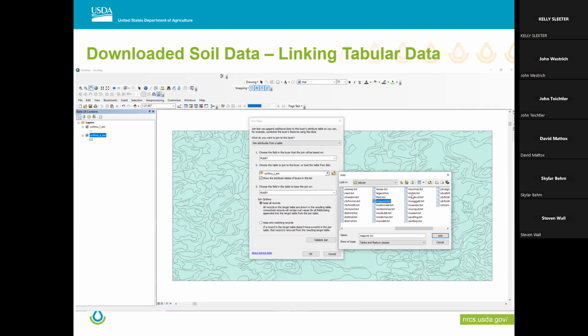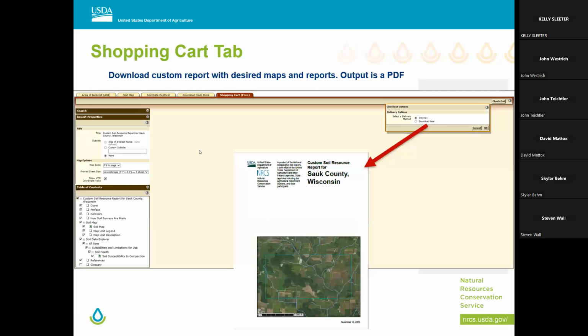You've got these possibilities with all these map unit tables by joining these tables together. And again, we're here for assistance on this if you guys ever need help trying to get this functioning within your own personal computer.